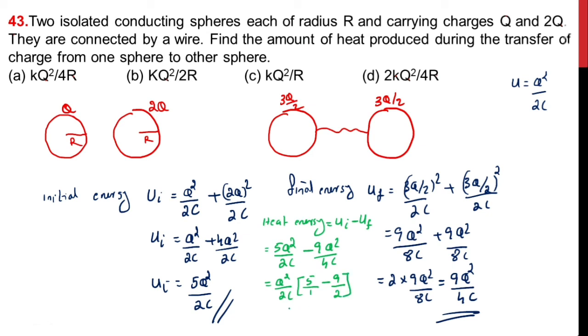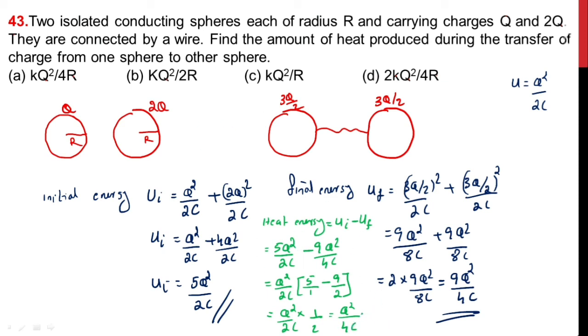So what is the final answer? It is q square divided by 2C times (10 minus 9) divided by 2, which is 1 by 2. So the answer is q square divided by 4C. There is no option given in this form; the options are written in terms of k.